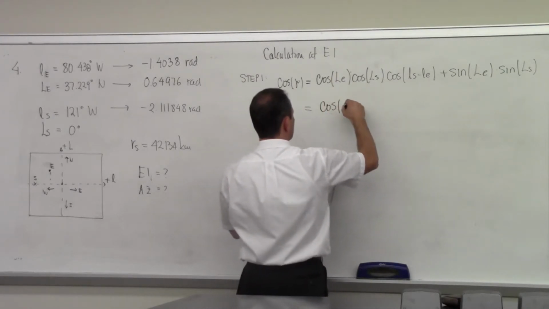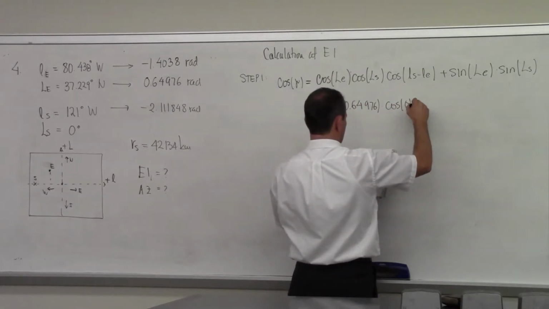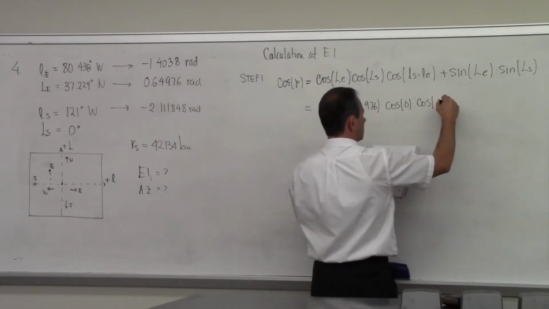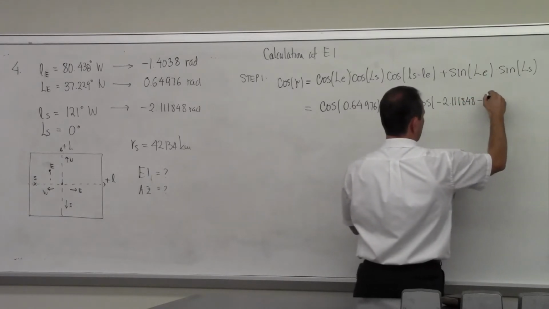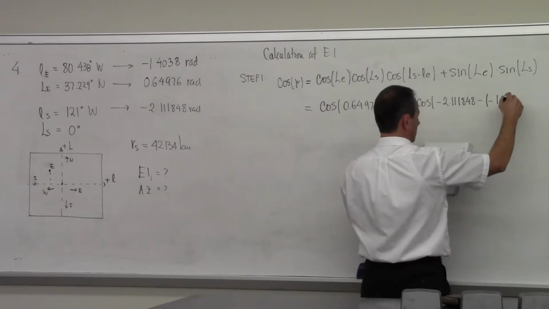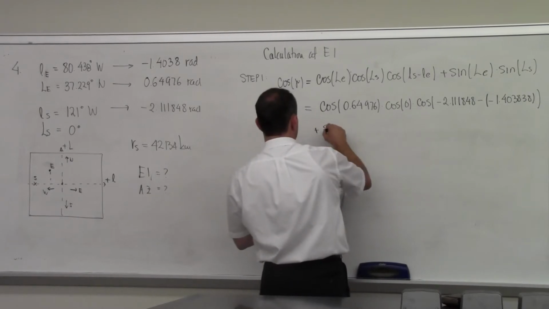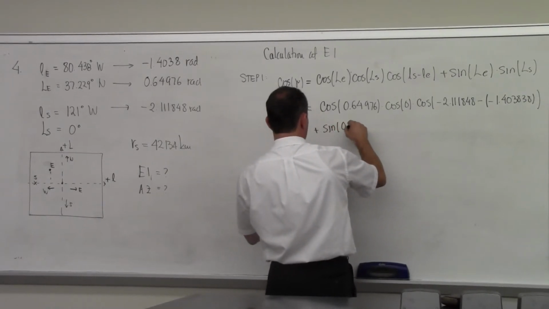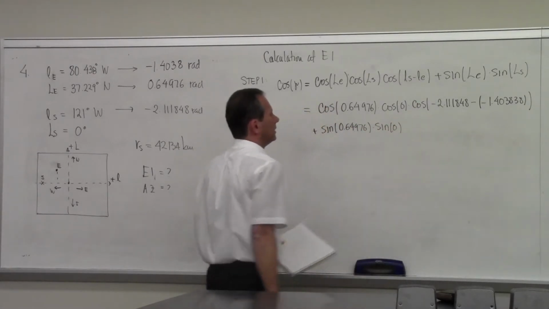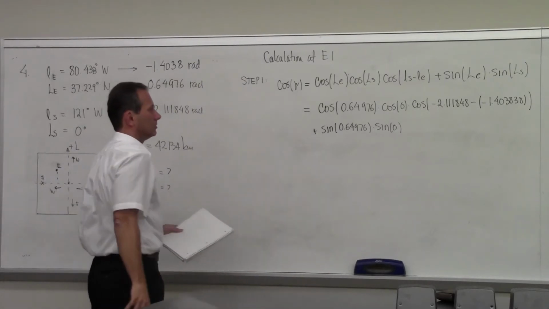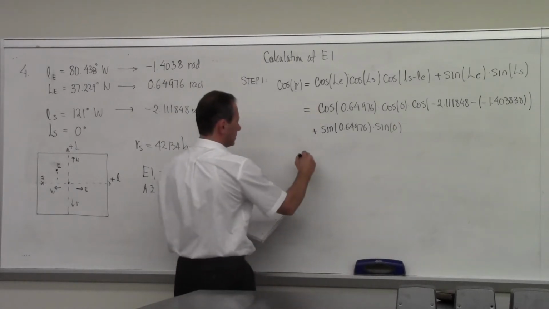So I'm going to write cosine of 0.64976 times cosine of 0 times cosine of minus 2.111848 minus 1.4038, and then plus sine of 0.64976 times sine of 0. I wrote everything out so that you can map this substitution to the equation and see what's going where. And make sure that you pay attention to these signs.